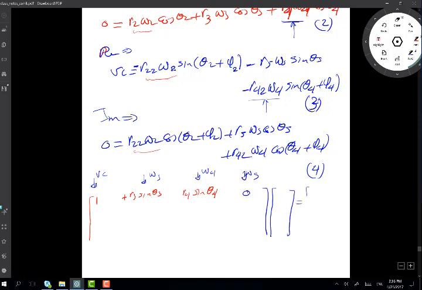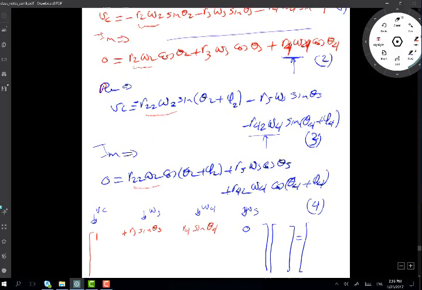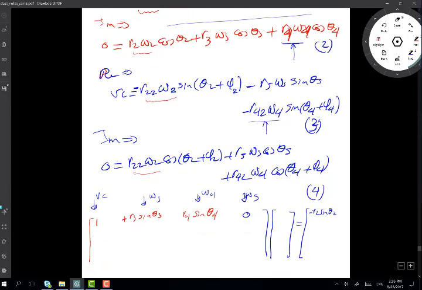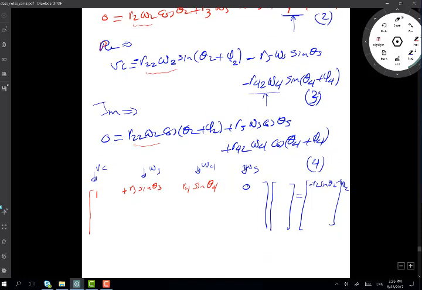On the other side here, I will have minus R2 sine theta 2, right? So over here, I'm going to have omega 2 as a common factor. Here I'm going to have VC, then omega 3, then omega 4, then omega 5. So this will be my set of equations. Let's hope I have enough space to do it.